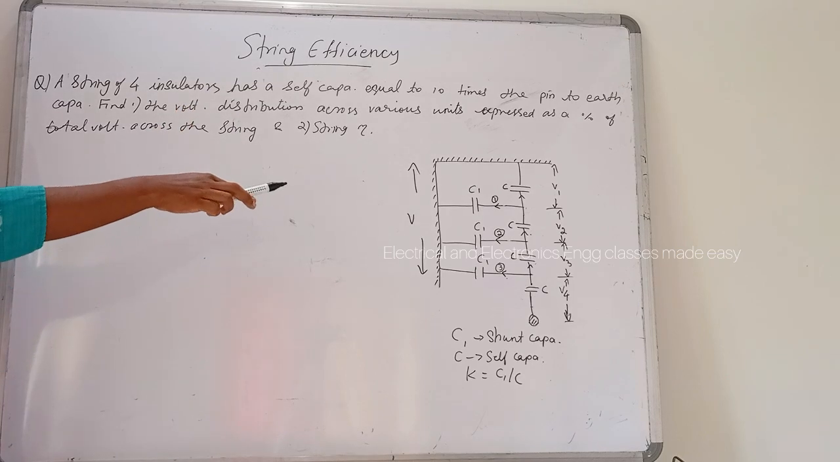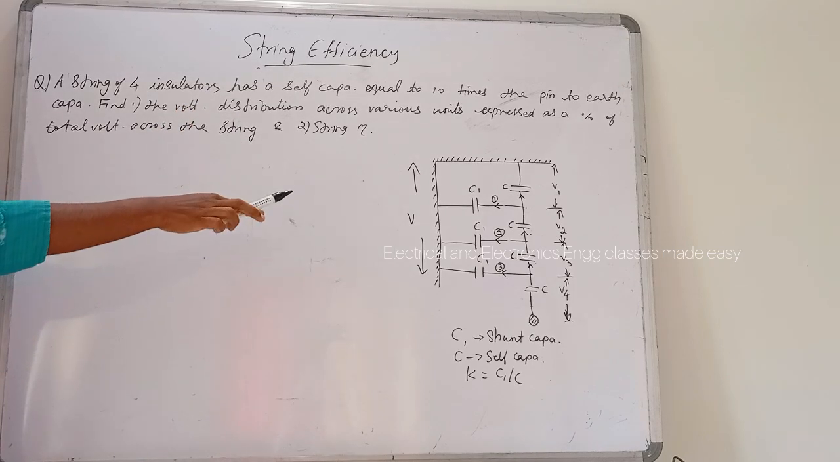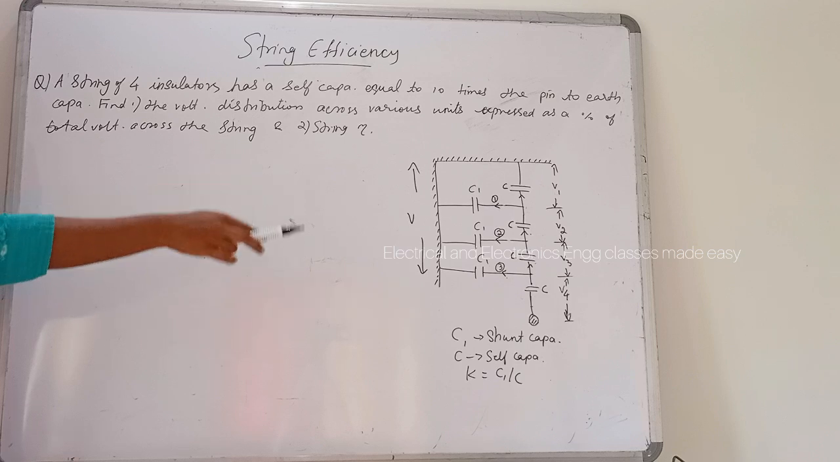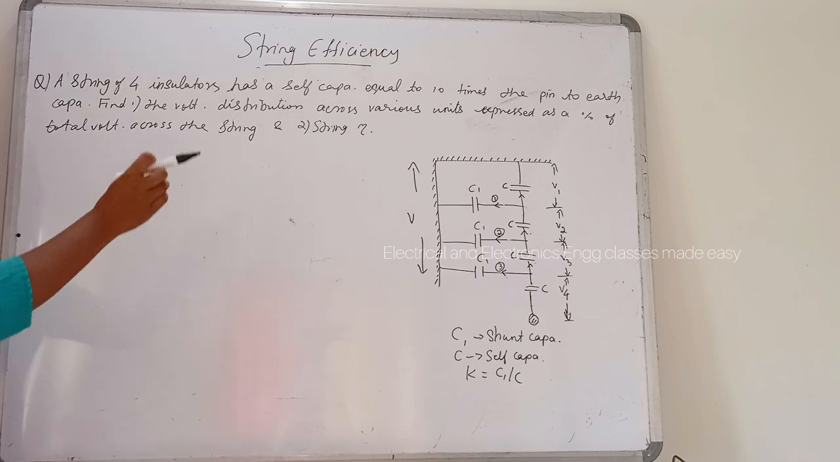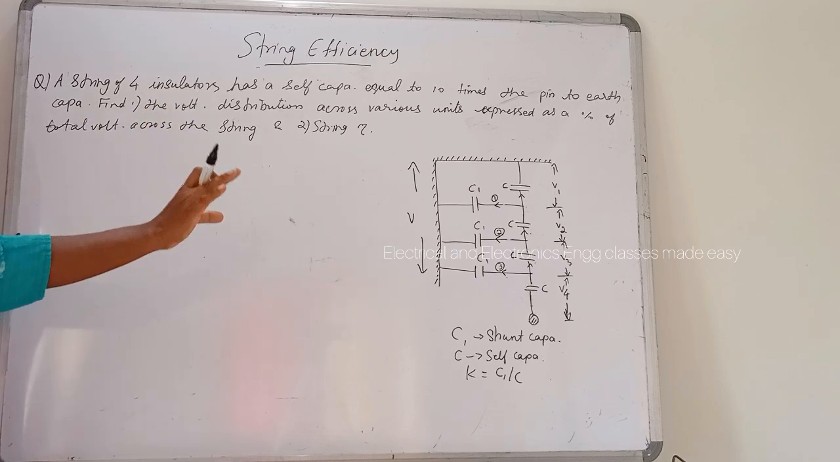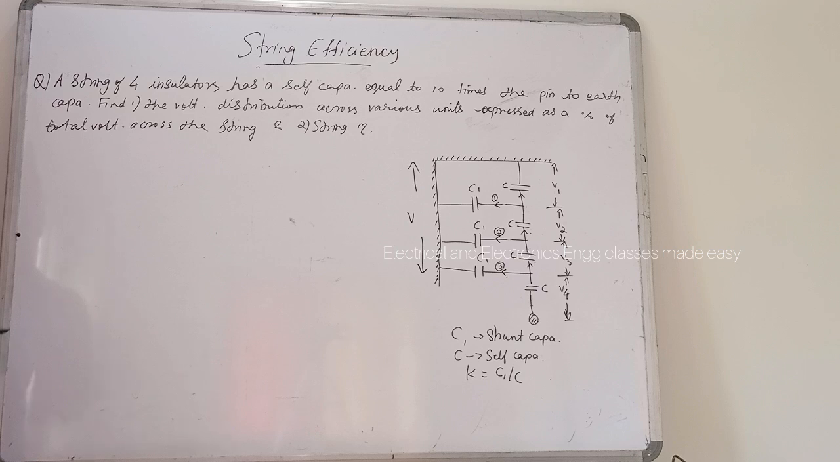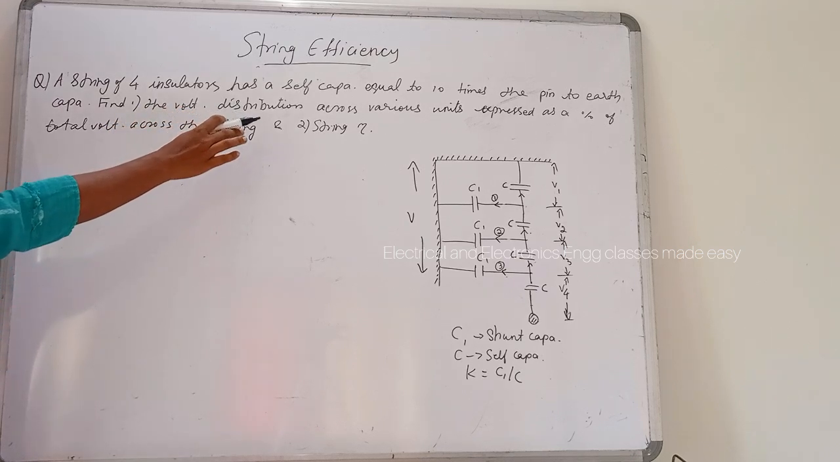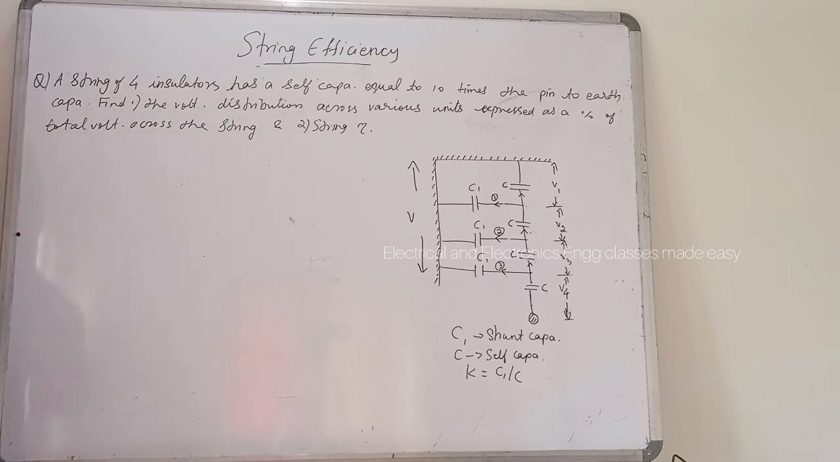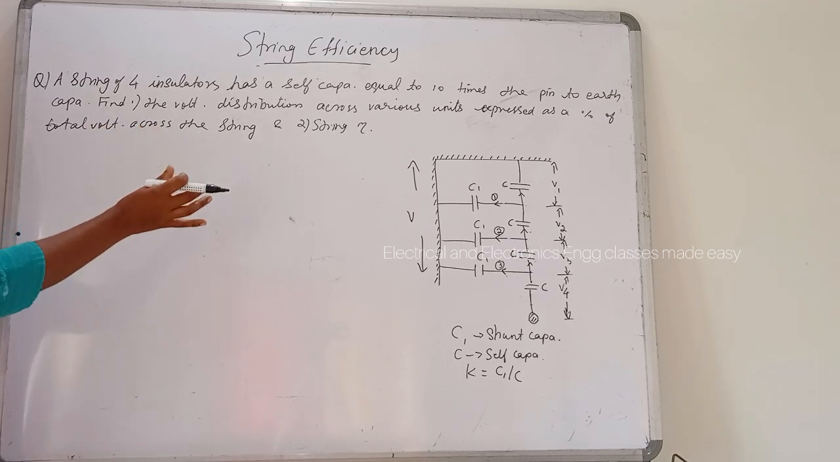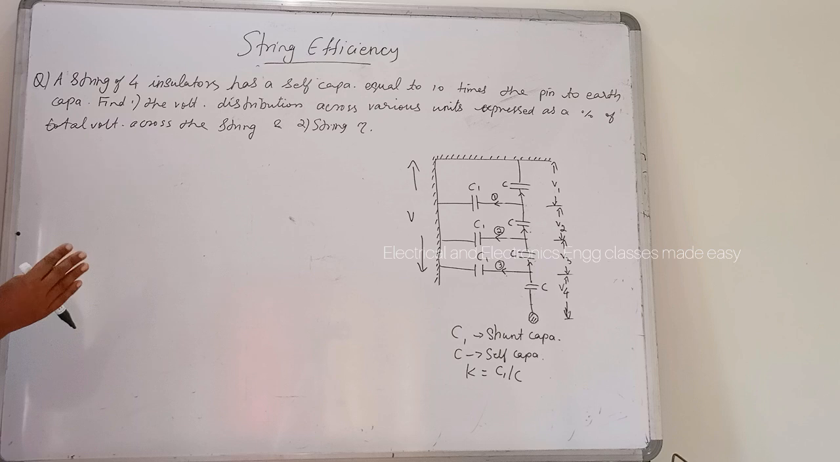That is represented as the self capacitance C. So there are 4 insulators. Let V1, V2, V3 and V4 be the voltage distribution across these insulators. Those voltages we have to find, that is, the voltage distribution across various units expressed as a percentage of total voltage across the string. When the number of insulators in a string exceeds 3, the nodal equation method becomes laborious.